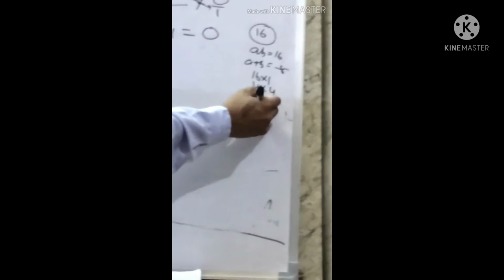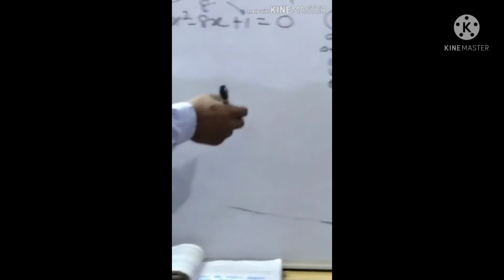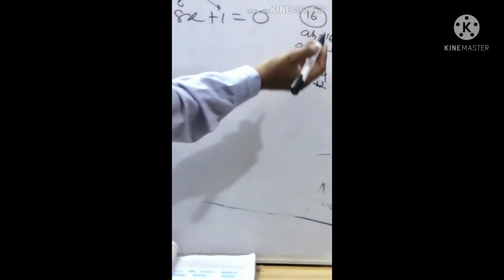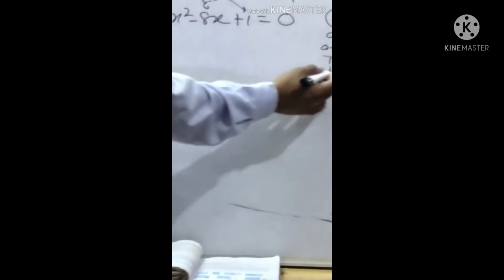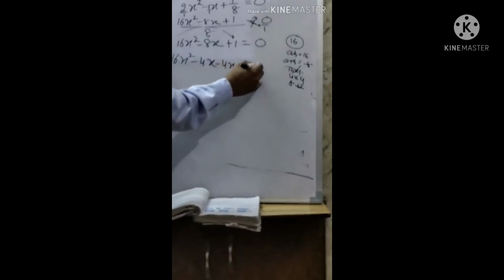So you can say 16 ones are 16, 4 fours are 16, 8 twos are 16. 16 and 1, 17. But you want 8, so it is wrong. 4 fours are 16, and 4 plus 4, 8 is coming. Then, simply, you can break it in this way, minus 4x minus 4x plus 1. So this is the correct way.